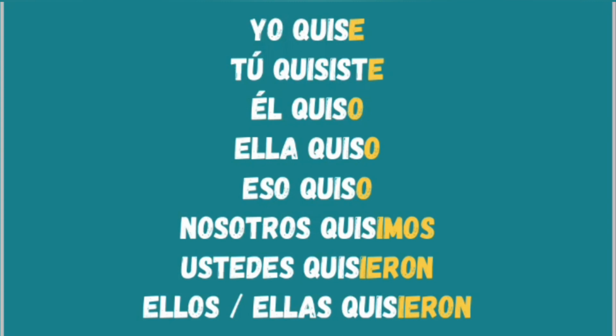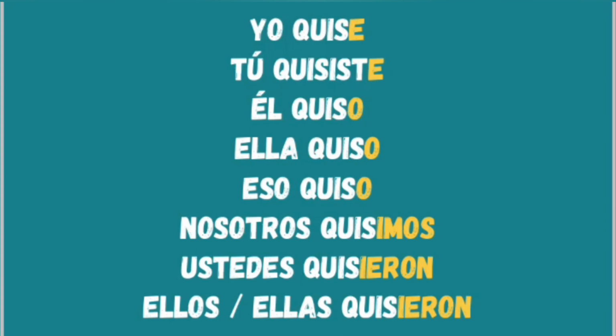Yo quise, okay? As you can see, the root word is not the same, but also the ending of the word is not the same. That's why it's an irregular verb. So if you want to say I wanted, then you have to say yo quise. If you want to say you wanted, then in Spanish you have to say tú quisiste. Tú quisiste. Okay? Now, if you want to say he wanted, then you have to say él quiso.